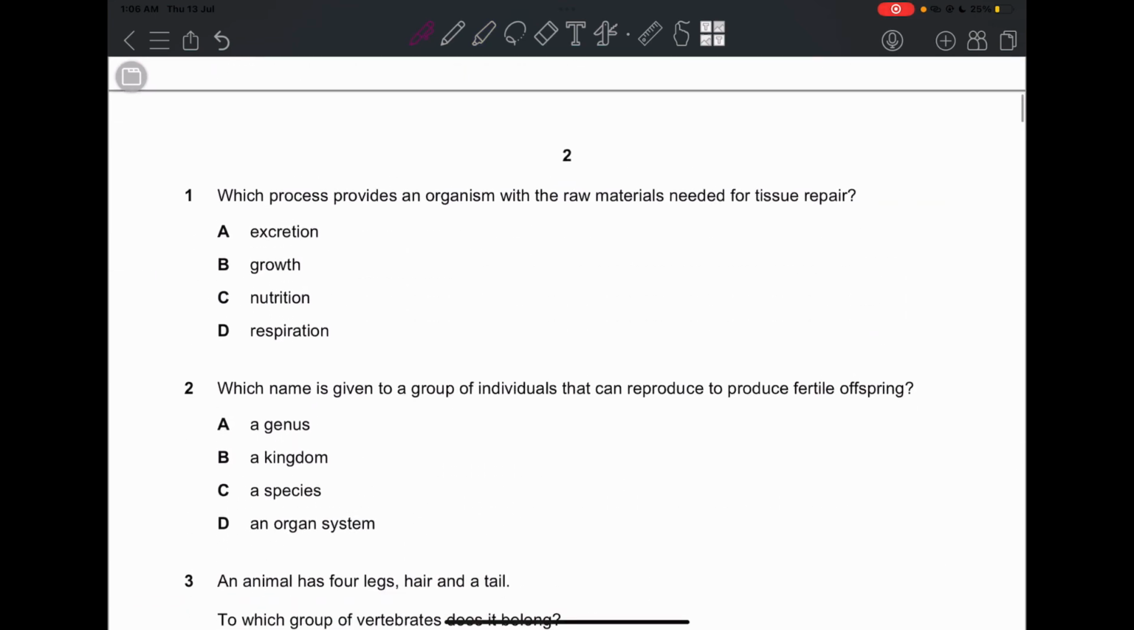Question number 1 is saying which process provides an organism with the raw materials needed for tissue repair. This is actually the nutrition. Nutrition provides the organism with the raw materials that they need to perform respiration, which can provide them with energy. So our answer is going to be nutrition.